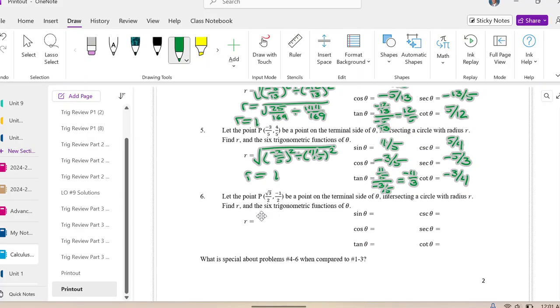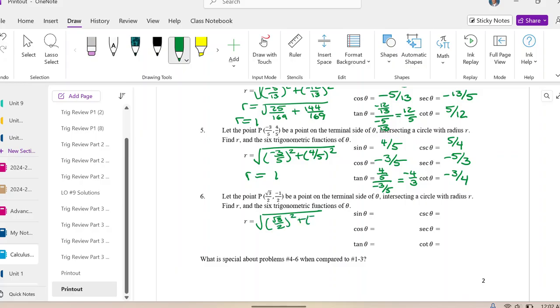The last one, when you find the radius, the square root of 3 over 2 squared plus negative 1/2 squared is also 1. So the sine is negative 1/2, the cosecant is negative 2, cosine is square root of 3 over 2, secant is 2 over the square root of 3, which is 2 square root of 3 over 3. The tangent is negative 1/2 over square root of 3 over 2, which is negative 1 over the square root of 3, which is negative square root of 3 over 3. And the cotangent would be negative root 3.